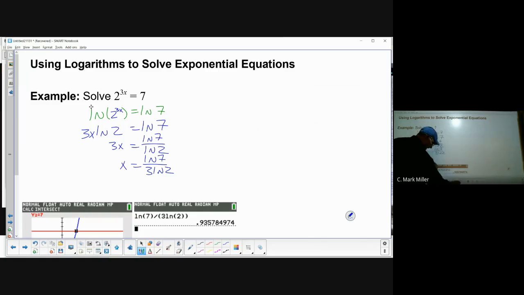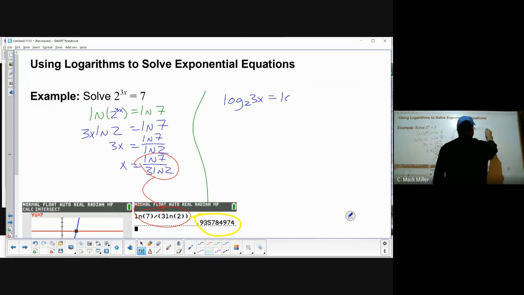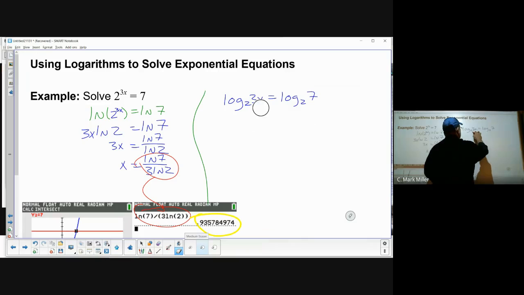And remember I said that this is the same as this. And that gives you the solution. Okay? Doing it the way Diego suggested, you're going to do log base 2 of 3x equals log base 2 of 7. This just equals 3. Oh, sorry. Was 2 and everything.